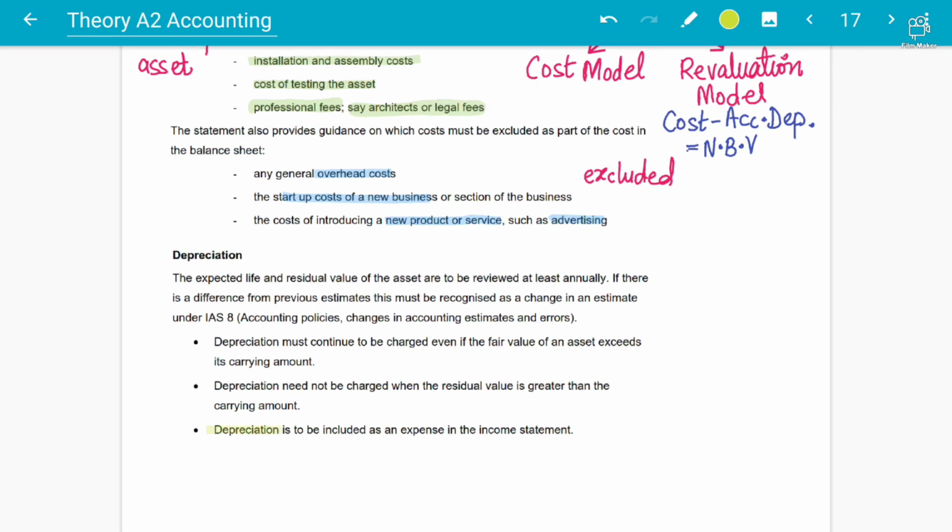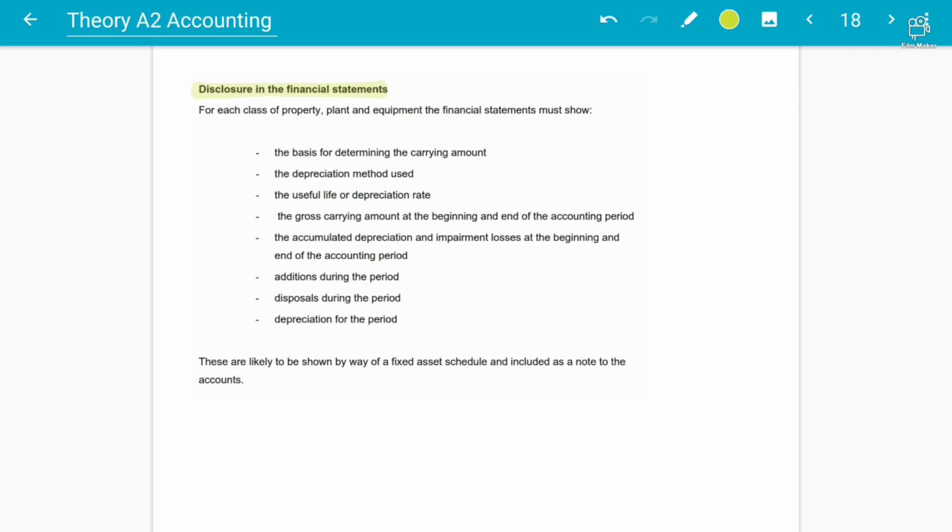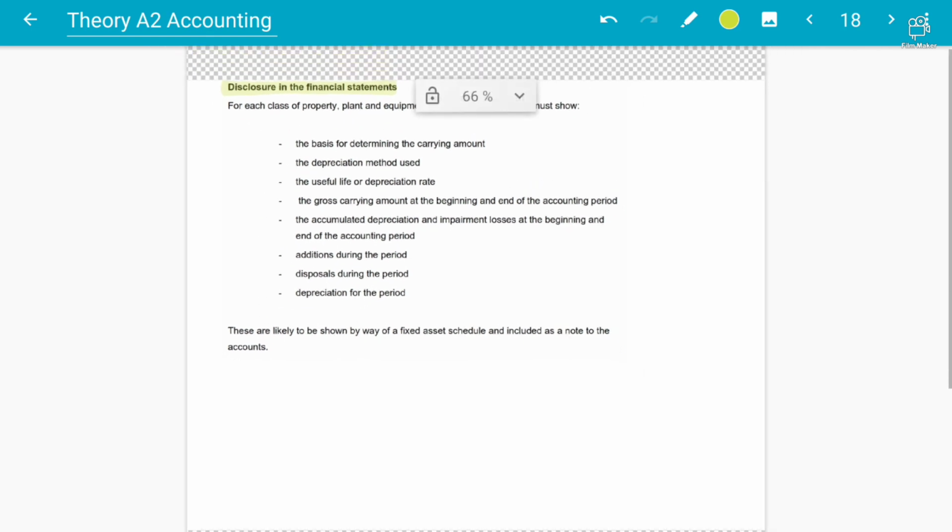So it's written like this: depreciation is an expense to be included in the income statement. Depreciation need not be charged when the residual value is greater than the carrying amount. So this is just reading information. Depreciation must be continued even if the fair value of an asset exceeds its carrying amount. If you have done IAS 36 with me, you will understand carrying amount, fair value, residual value, those things as well. And this is linked with IAS 8 as well, so we'll talk about that in detail there.